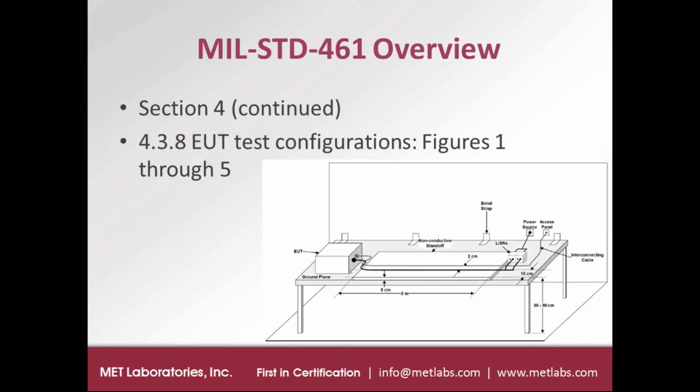Another important section from Section 4 is 4.3.8. It talks about the EUT test configurations and refers to figures 1 through 5. So figure 1 shows within a chamber a table that's set up made of non-conductive material and then is covered on the top by copper. It's a ground plane, and that ground plane has to be bonded to the earth at certain intervals by certain specific width straps, with a specific length to width ratio. And there's also a requirement for specific layout of the cables and how high off of the ground plane they need to be and how far apart they need to be separated.